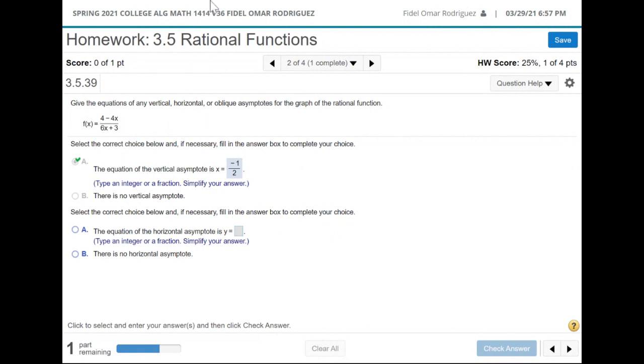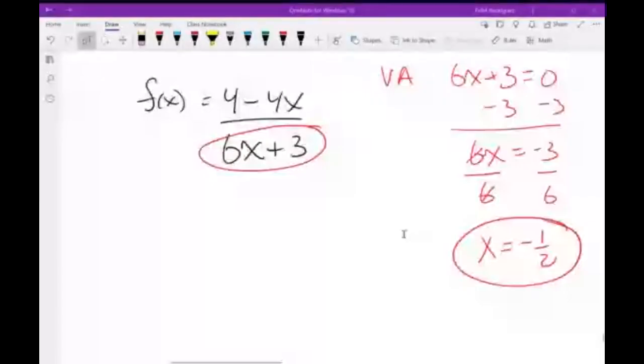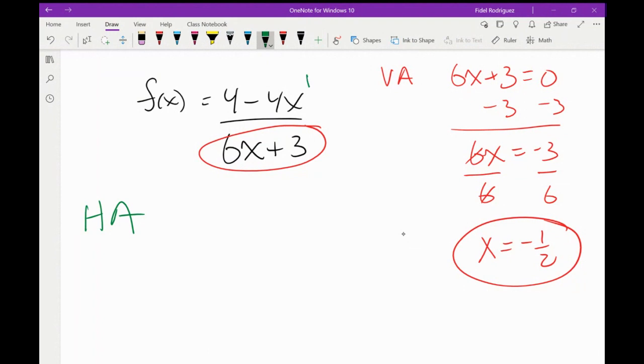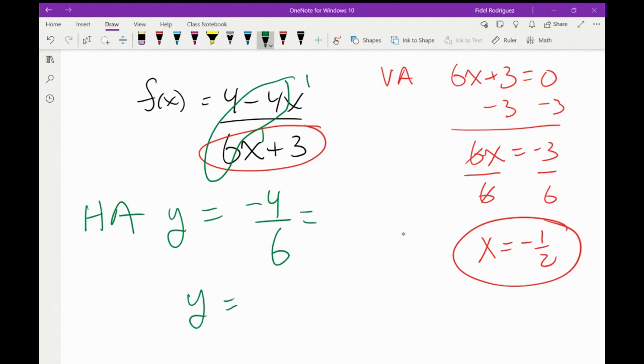Okay, so let's see if we can figure out our horizontal asymptotes. For my horizontal asymptotes, I'm going to do a little stare and compare, right? Remember, I'm going to look at the degree of the top. That's a 1. Look at the degree of the bottom. That's a 1. So now I'm going to take this fraction. My horizontal asymptote will be the fraction negative 4 over 6. And I can reduce that by dividing them both by 2, and I'm going to end up with negative 2/3.